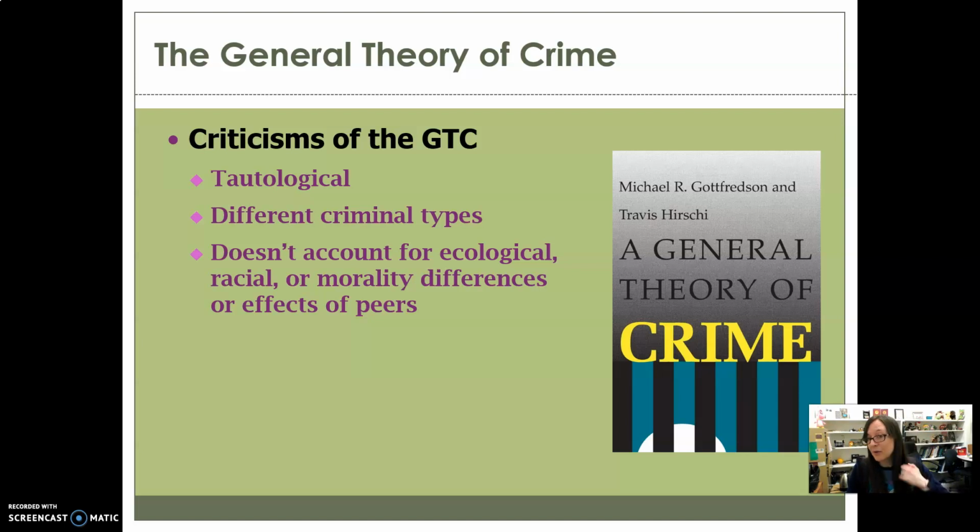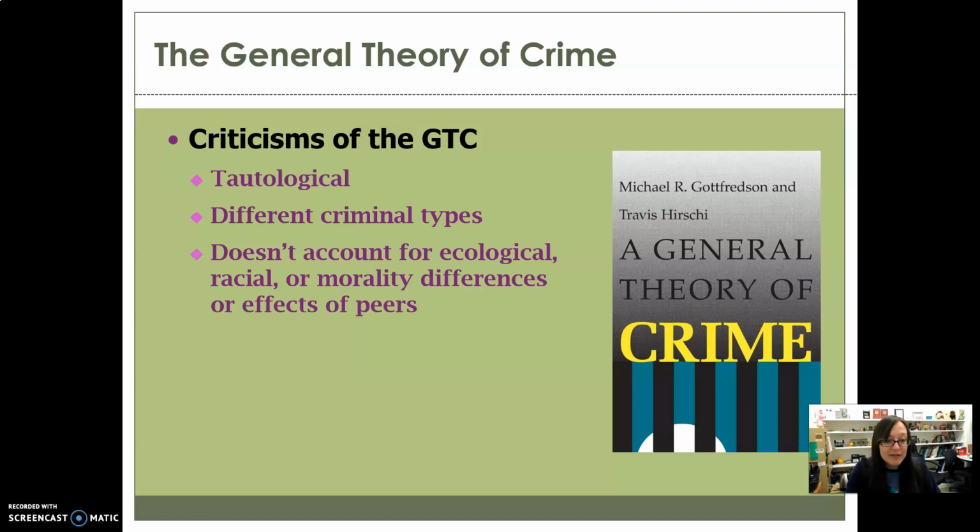There's racial differences. We know that certain racial groups are more likely to be criminals than others. But we know that's because of things like institutional racism, poverty, and relative deprivation, and the GTC overlooks all that. Gottfredson and Hirschi just said that these racial overrepresentations are because of less effective child-rearing practices, especially in the African-American community, and that is what causes low self-control. And people didn't really take too well to that.